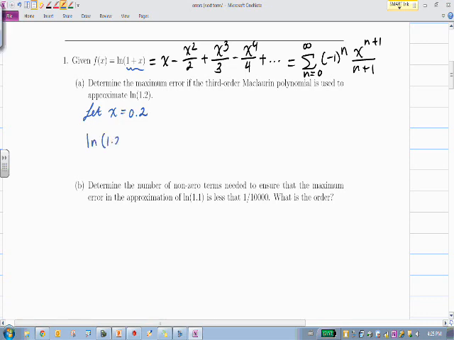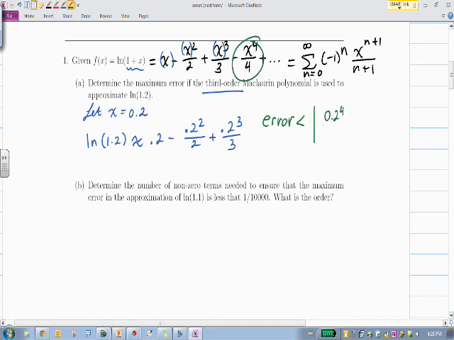So natural log of 1.2 is approximately equal to, everywhere I see an x, I'm going to plug in 0.2. So 0.2 minus 0.2 squared over 2 plus 0.2 cubed over 3, and I stop there because I'm at 3rd order. The question is, what's my error? Well, if you remember, the error for an alternating series has to be less than the next term, which would be sitting right here. So all I know is that my error has to be less than the absolute value of 0.2 to the 4th over 4, whatever that number works out to be.